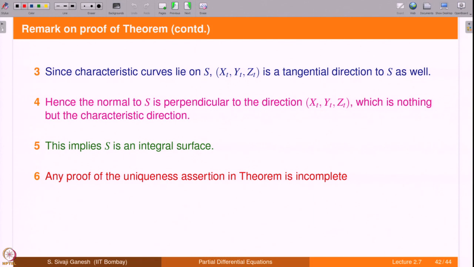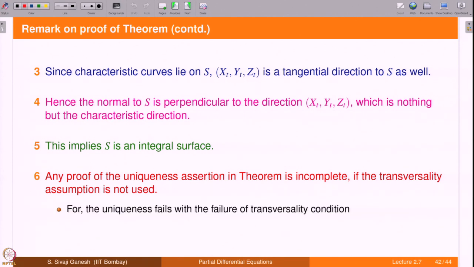So, any proof of the uniqueness assertion in the theorem is incomplete if the transversality assumption is not used, because uniqueness fails with the failure of transversality condition. When transversality condition fails, there are examples where uniqueness fails. There are examples where existence fails. Anything can happen. So, we will discuss that later. If you are proving uniqueness, you must be using that the transversality condition is satisfied. People may not write this explicitly in books, but they make use of step 2 without explicitly mentioning it to you. So, you should not get confused.